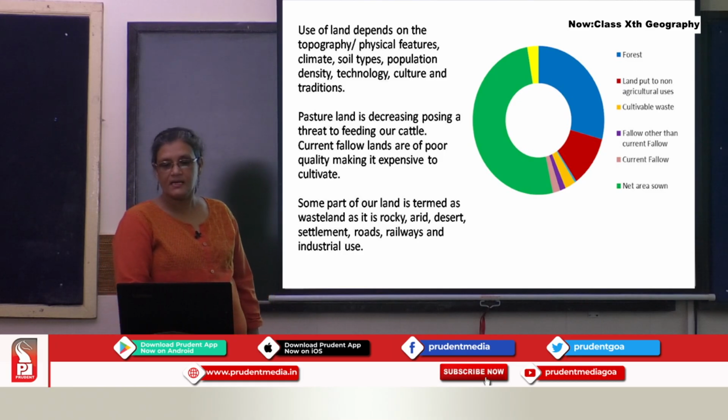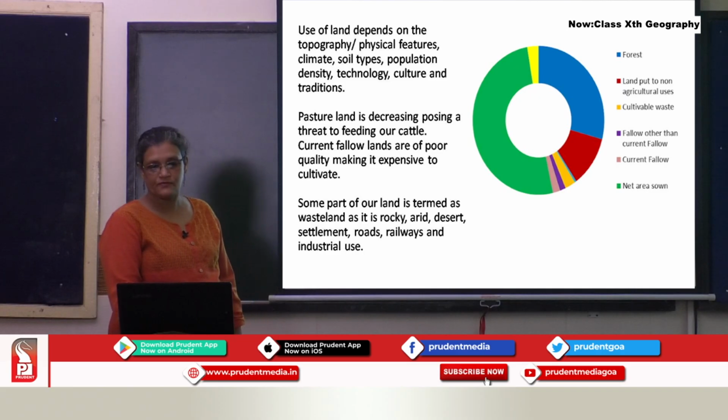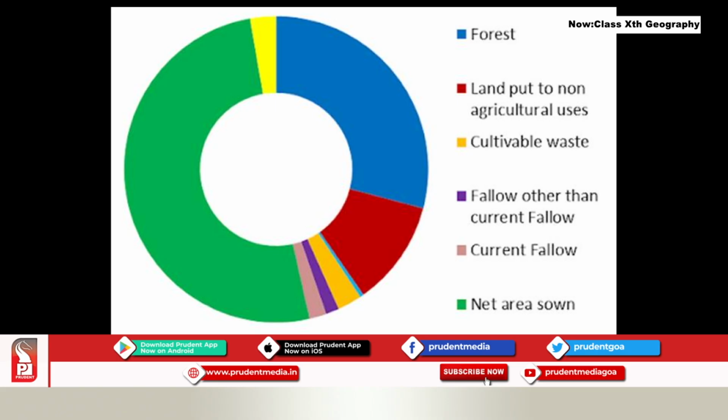We see that this area is forested, so quite a big area of our land is forested, and this in green is the net sown area. This is the area that we cultivate. So, in the country we cultivate a lot of land. Basically, India is an agrarian society. What about this? This is land put to non-agricultural use. So, it can be for housing, industry, road, railway, whatever else.